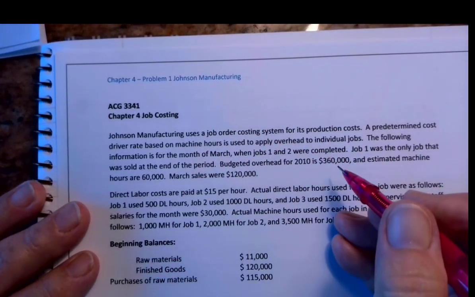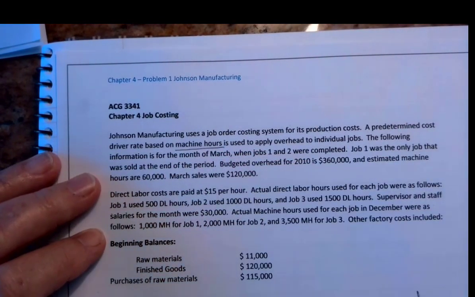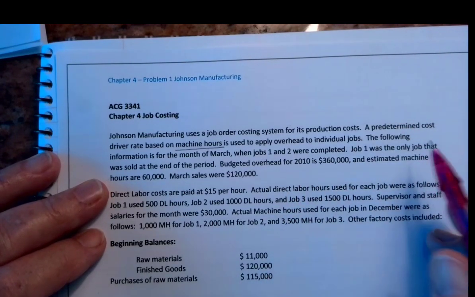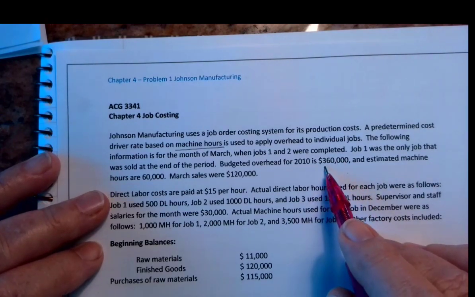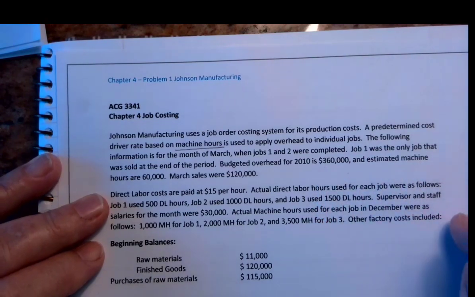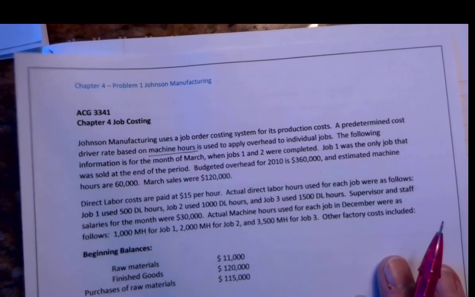Okay, so you want to do things like underline machine hours just so that you remember. The following information is for the month of March when jobs 1 and 2 were completed and job 1 was the only one sold. Budgeted overhead was $360,000 and the estimated machine hours were 60,000. So the first thing we should do is probably calculate the predetermined overhead rate.